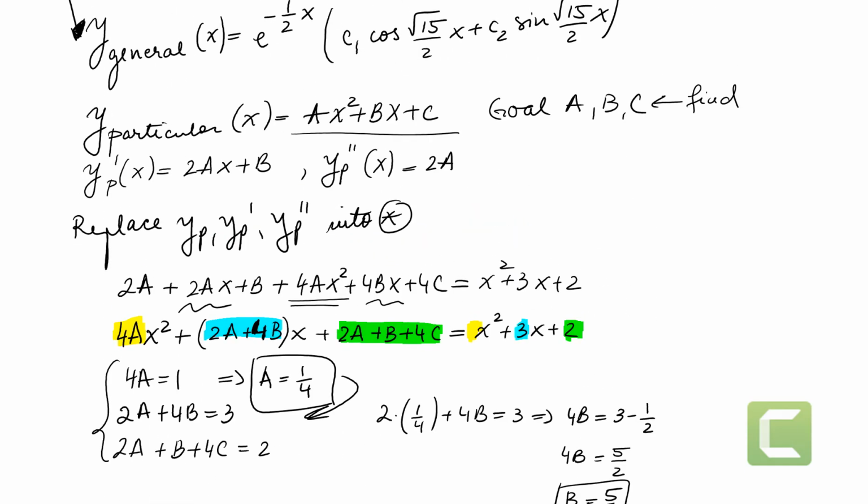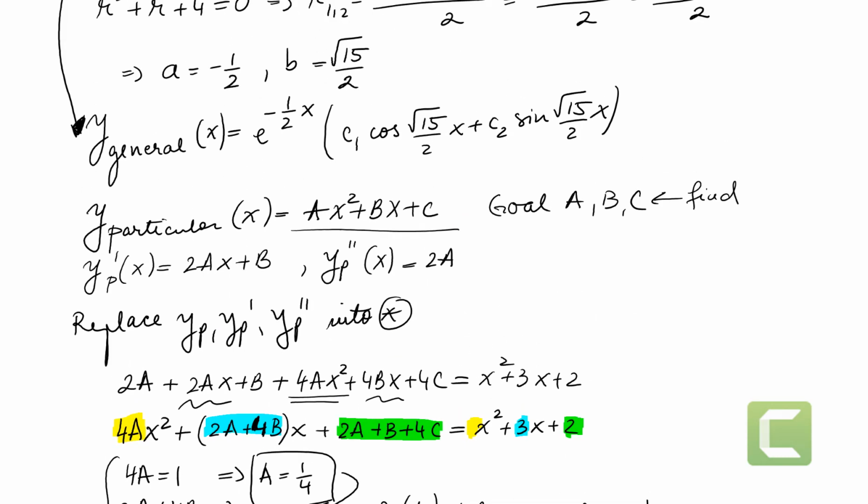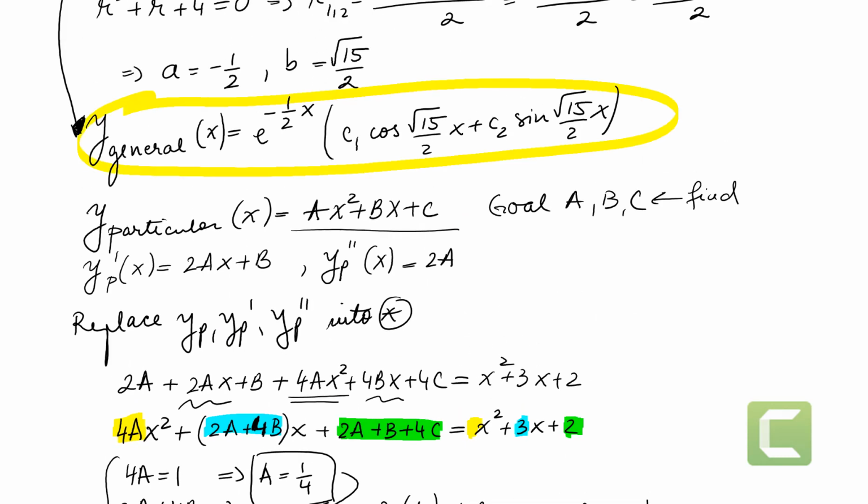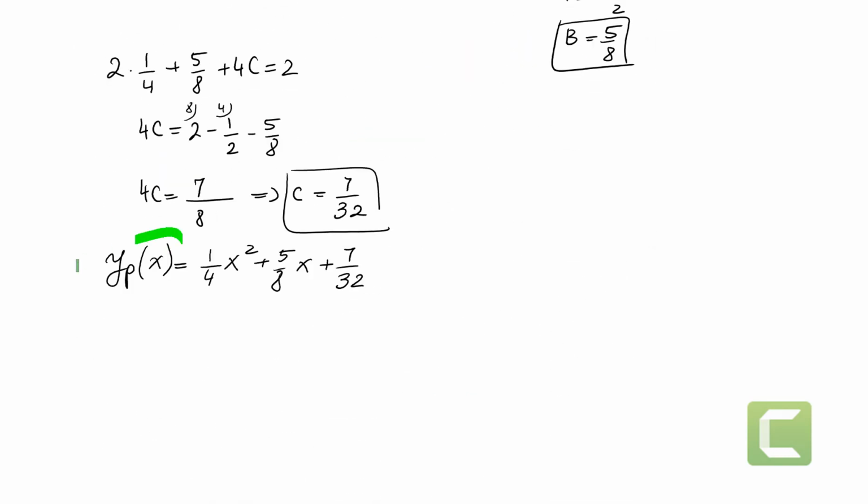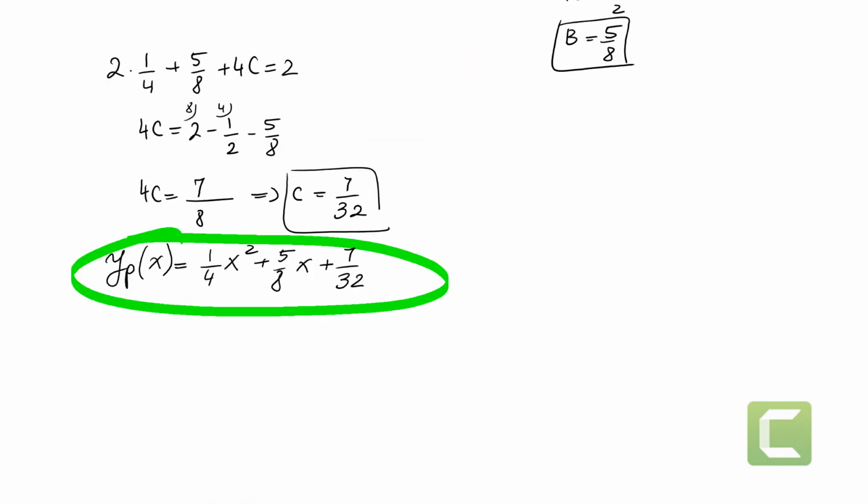So we have our general solution, it's here, and then we just found the particular solution, it's here. So basically the solution of our equation is the general solution plus the particular solution.